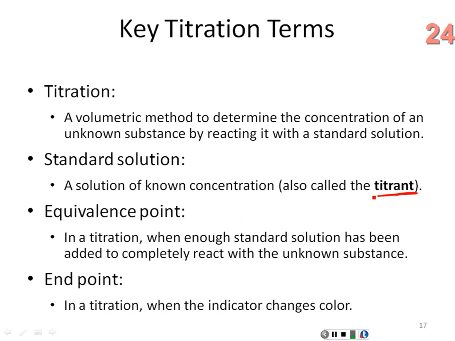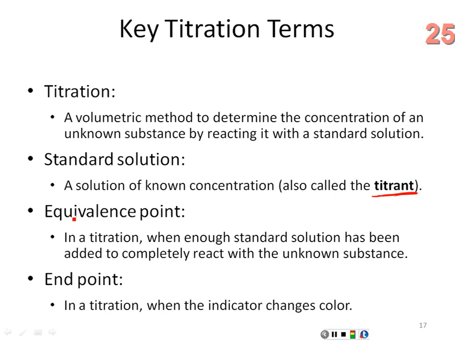And you add this slowly. You keep careful measure of how much you add to your unknown solution. And then there's a certain point called the equivalence point, and in our case for acid-base chemistry, the equivalence point would be where the moles of acid and the moles of base equal each other. In general terms, it can be whatever is reacting. The 2 moles of reactant equal.